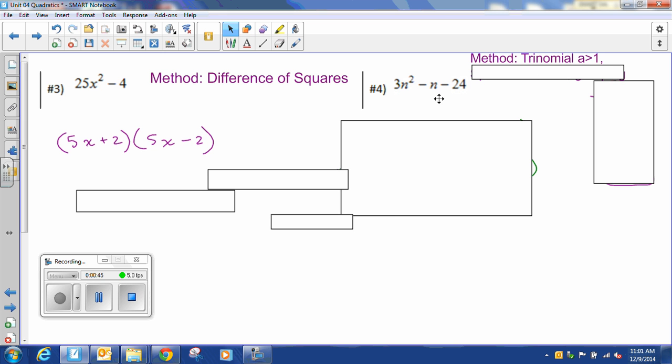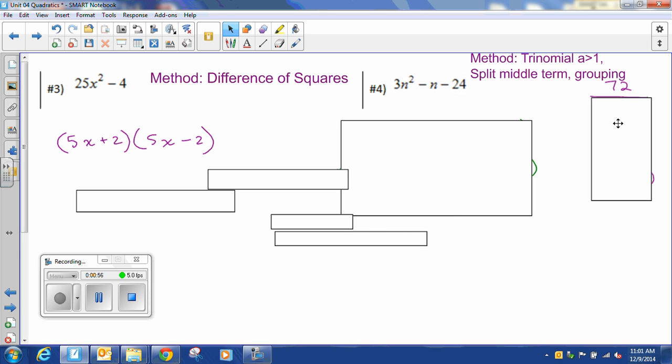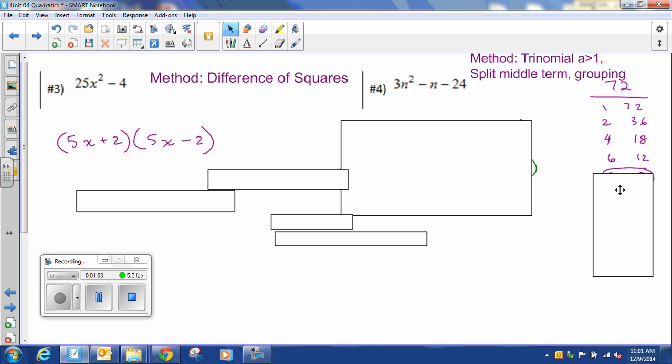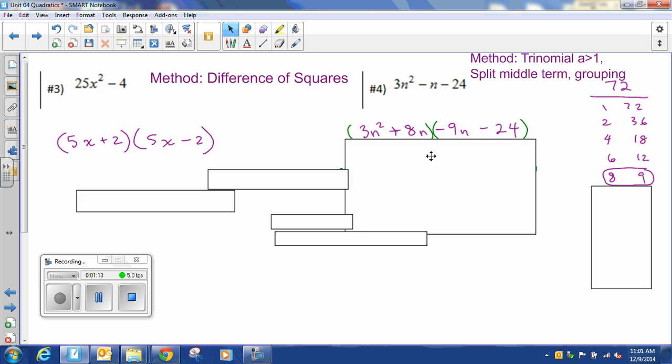And here we have trinomial factoring, where A is greater than 1, and we can't really factor out a greatest common factor to make this easier, so we must split the middle term and then factor by grouping. 3 times 24 is 72. We'll look for two numbers that multiply to give me 72. And we're going to go with 8 times 9 is 72, because 8 minus 9 is negative 1. So we're going to split the middle term: 8n minus 9n.